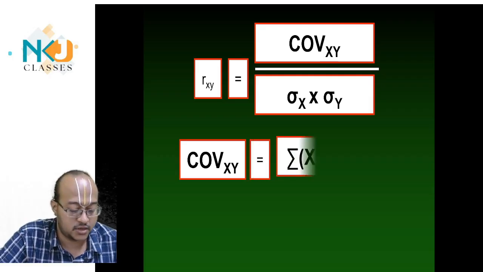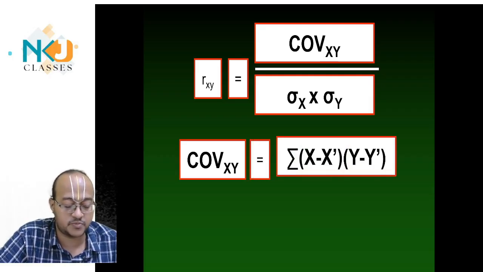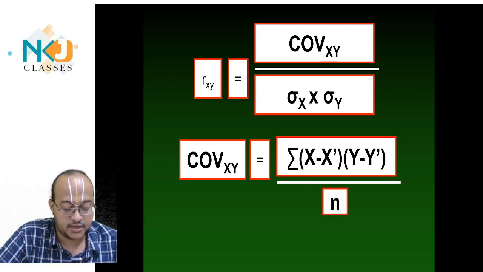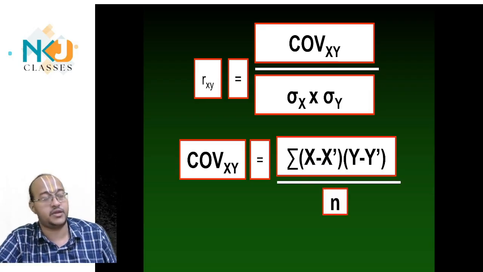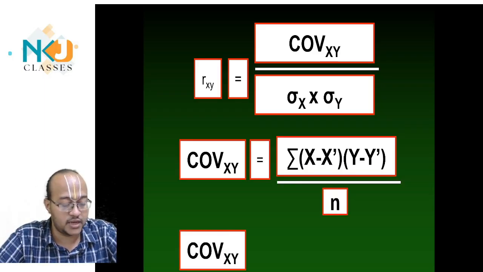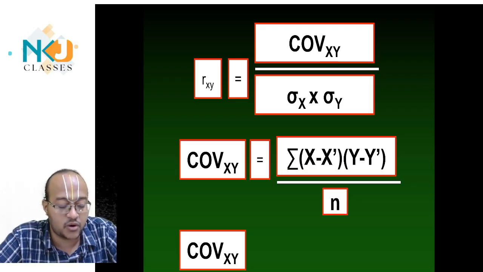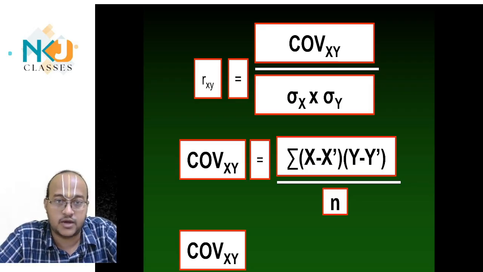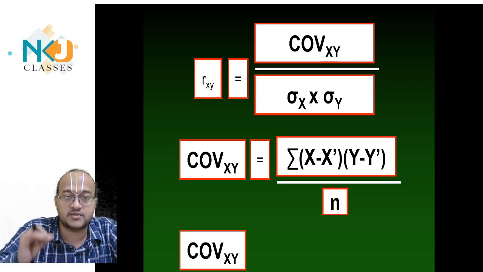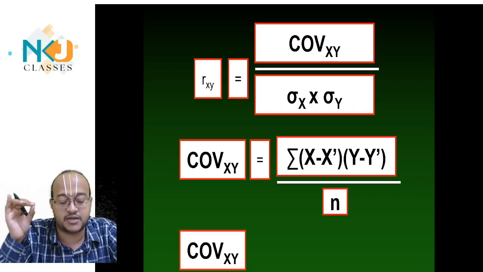Covariance is nothing but the summation of x minus x bar into y minus y bar, the whole divided by n. This is the formula for covariance. Now covariance of x and y, this is when probability is not given. When you are analyzing ex post data, your covariance is the summation of x minus x bar.